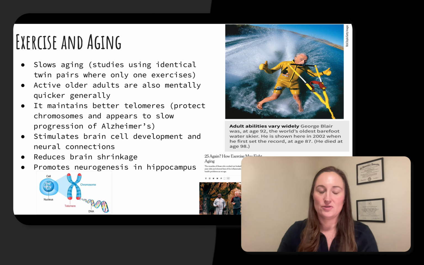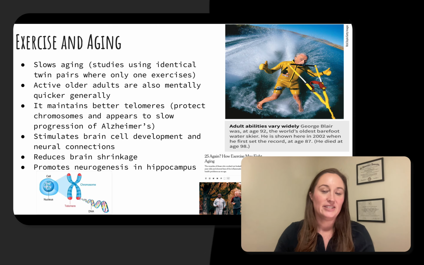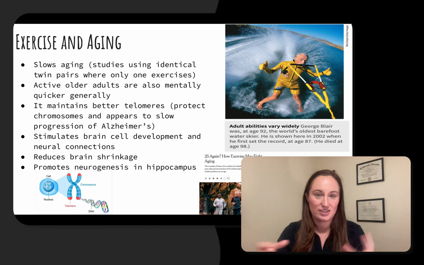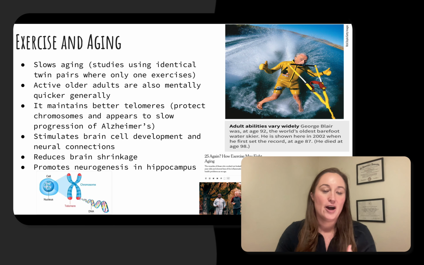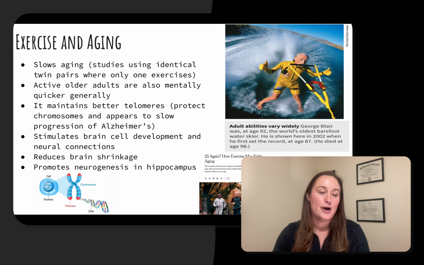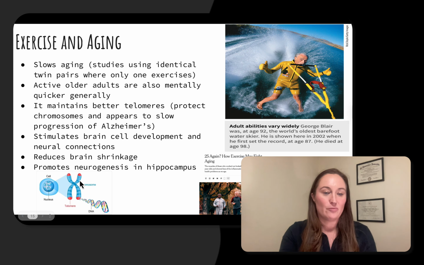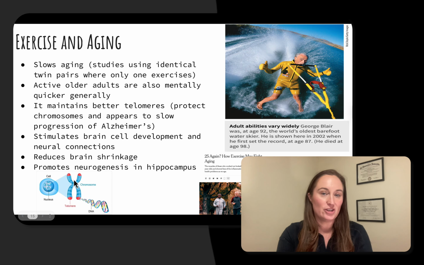Exercise and aging, I've said this through this whole video, it makes a big difference. It slows aging. Studies using identical twins where only one exercises and the other doesn't really can tease this nature-nurture part apart a little bit. And we see that active older adults are not only physically fit and physically healthier, but they're also mentally quicker, generally speaking. It's helpful for your telomeres, that protective part on the ends of your chromosomes, and it can slow down the degeneration of those.